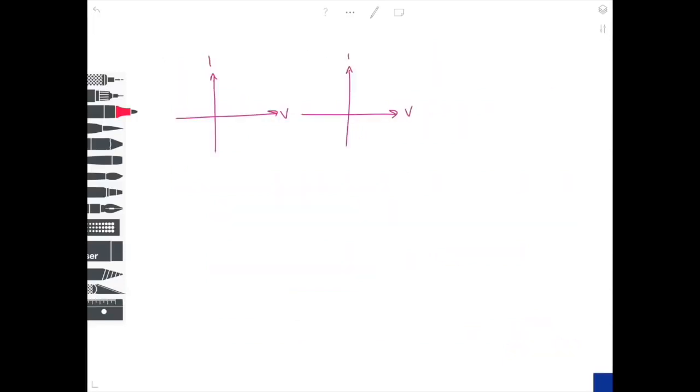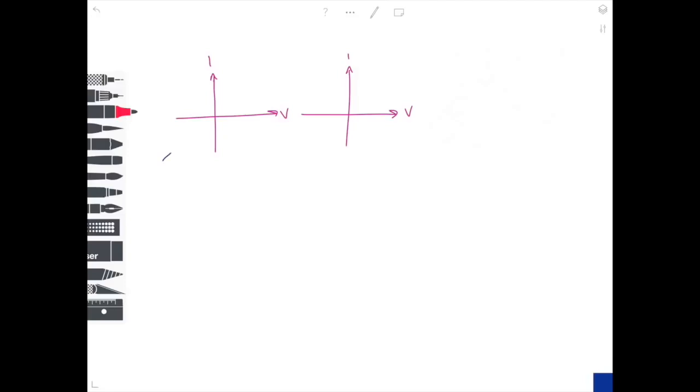There were a few graphs I want to talk through now. Do remember Ohm's law, and that states that the current through a resistor at constant temperature is directly proportional to the potential difference across the resistor. And various components obey Ohm's law, and some do not obey Ohm's law.